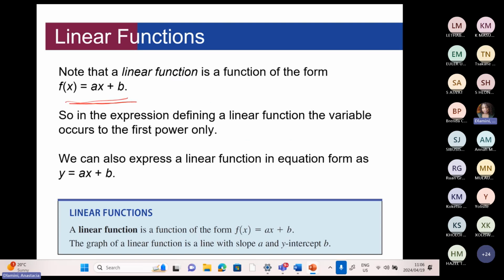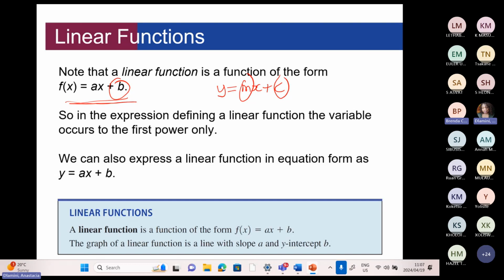Note that a linear function is a function of the form. So this is the form of a linear function. If we go back to our high school, we used to write it as y equals mx plus c, right? Where in our case, b or c is the y-intercept and m is the slope. Are we okay there? Yes, ma'am.